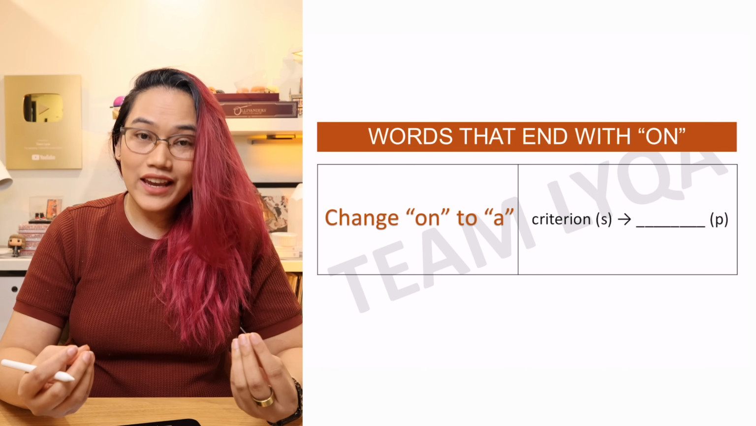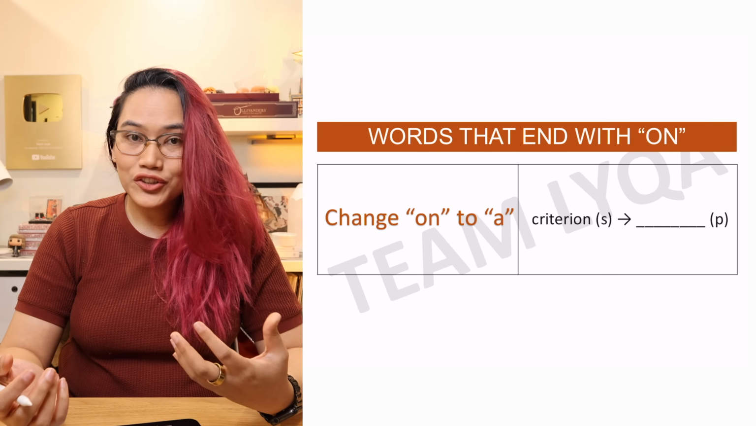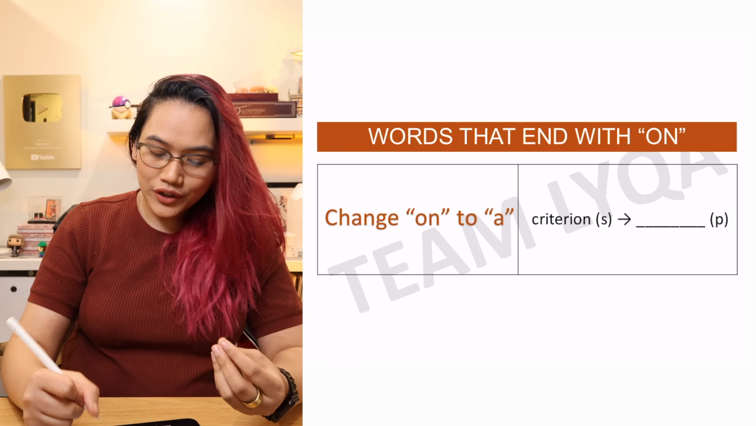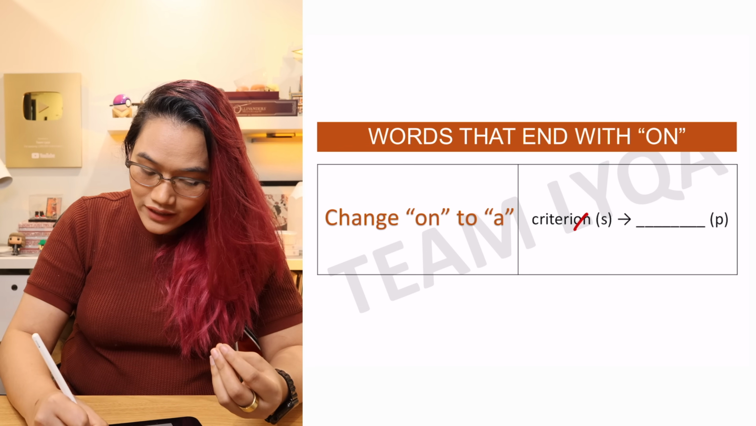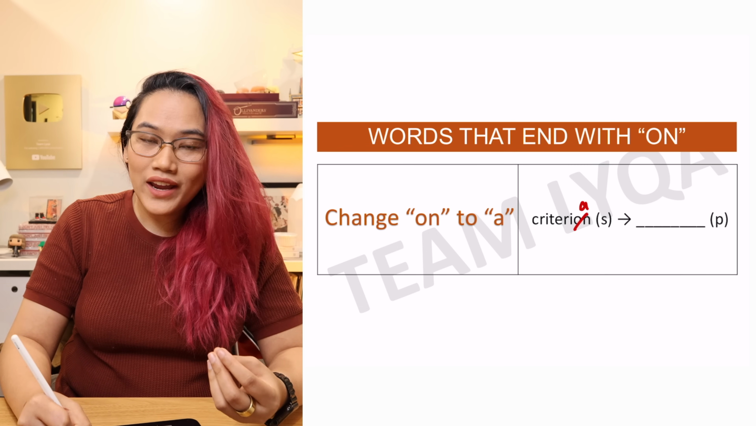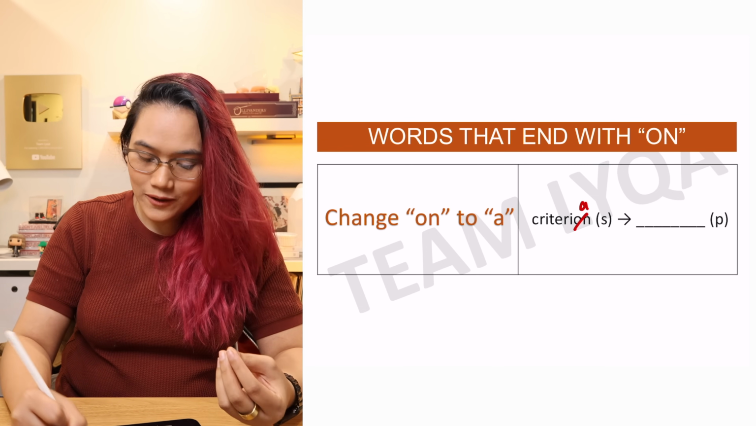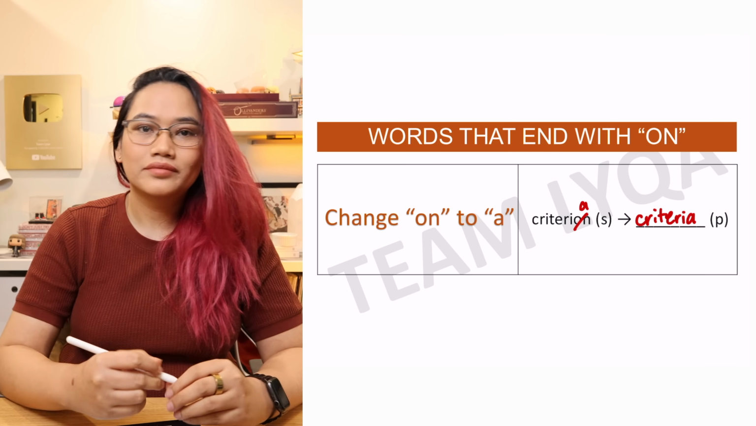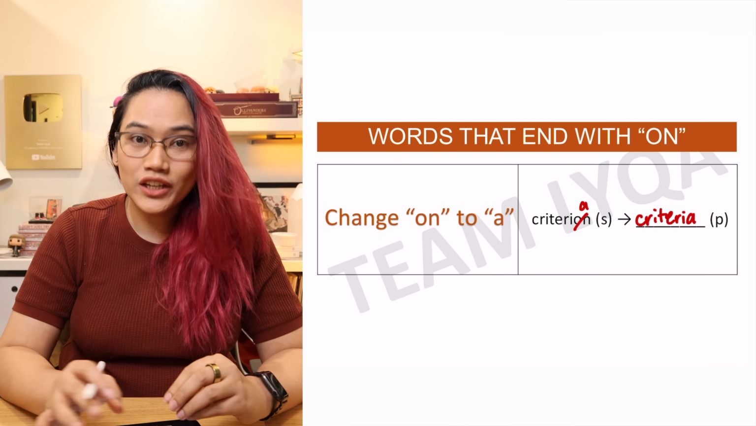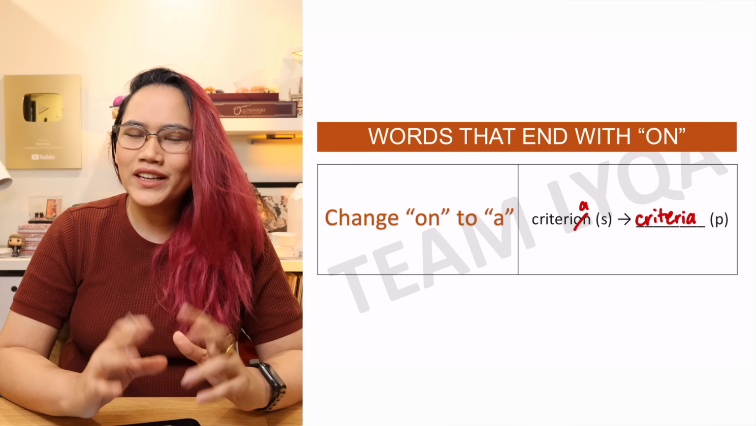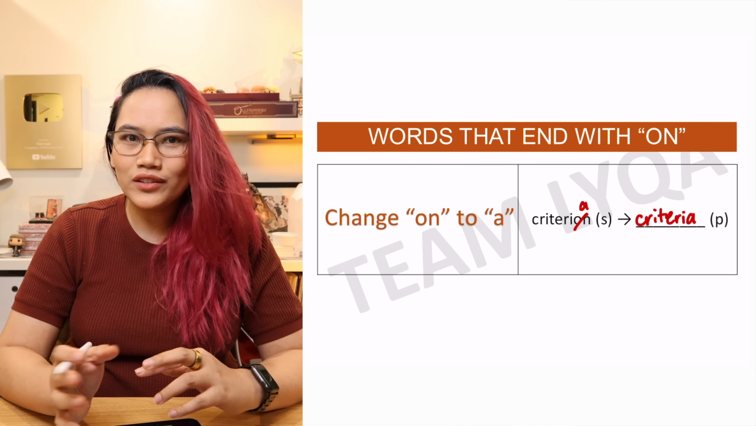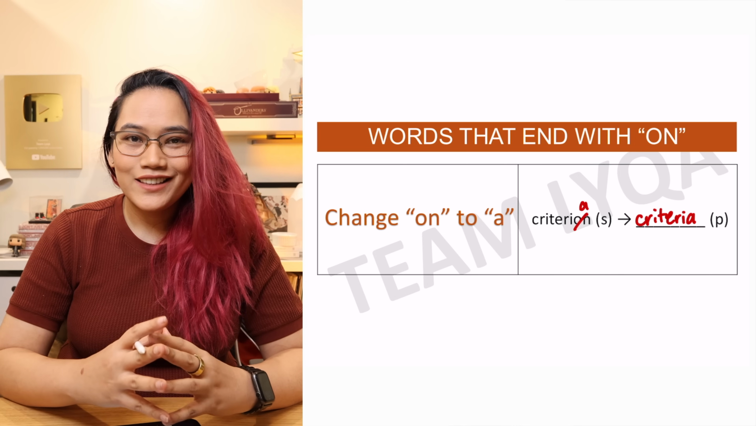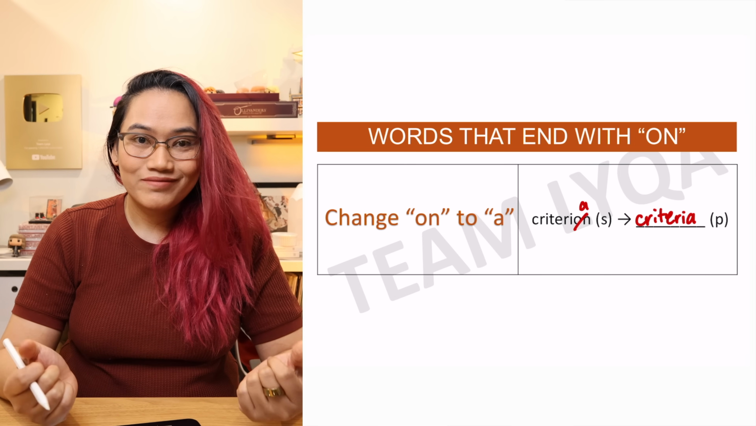Next, we have words that end with on, like criterion. Ang criterion ay ang singular form of the word criteria. Would we drop on and change it into a? Criteria. And if it's the first time that you're hearing the word criterion, kasi nga common na ginagamit yung criteria pero hindi pinag-usapan yung singular form niya, then that's great. That just means you learned something new today, which is our goal.